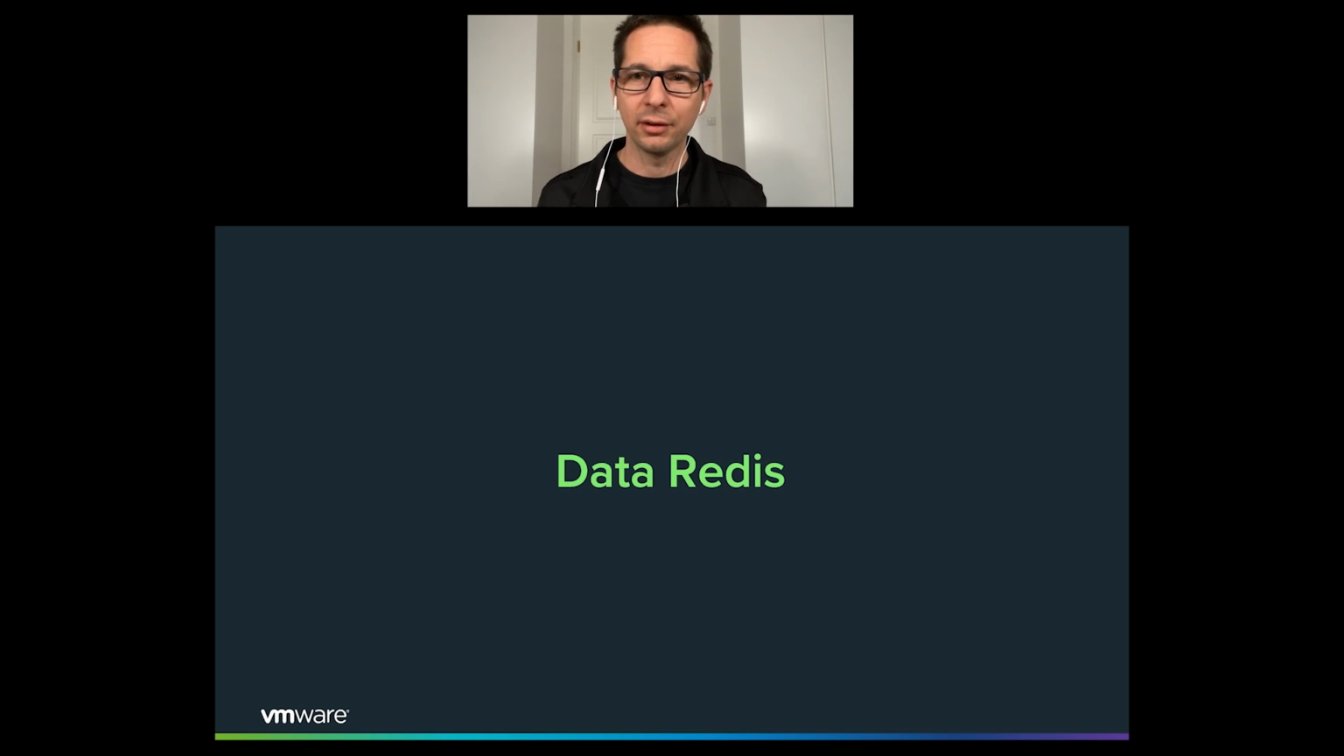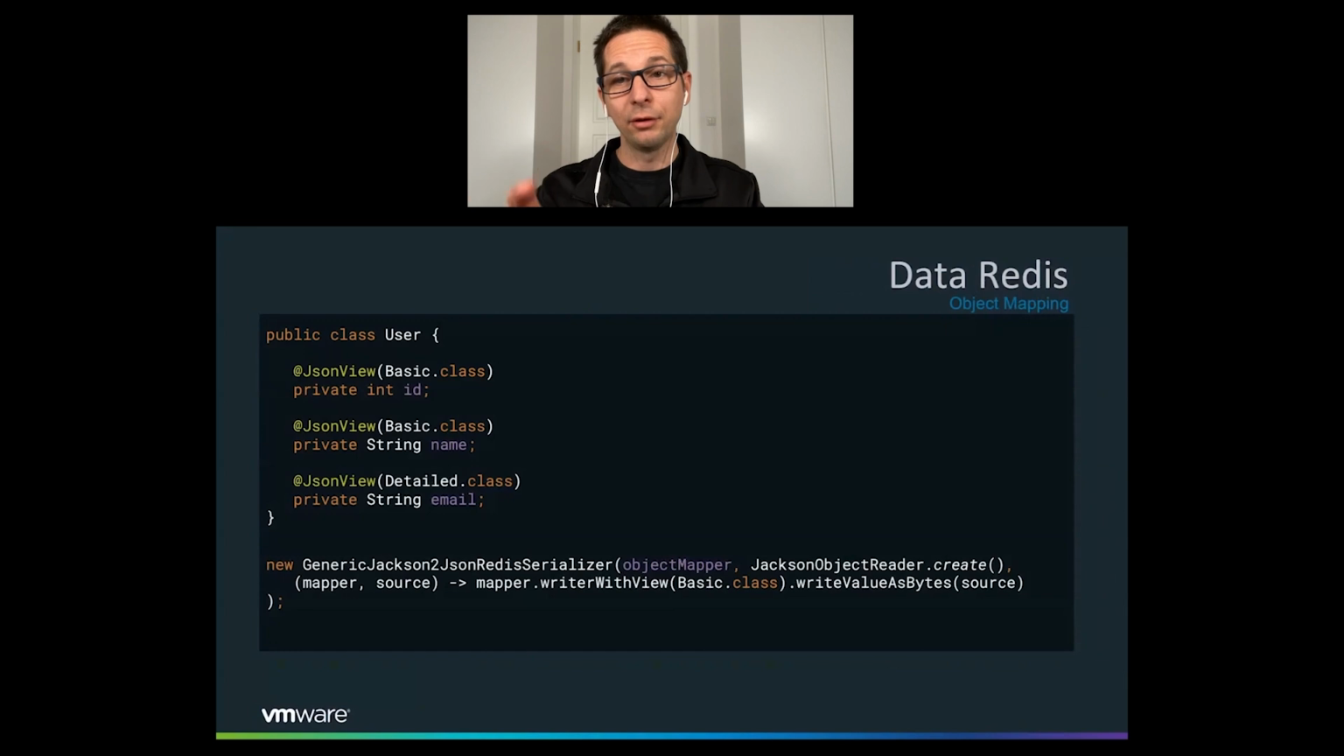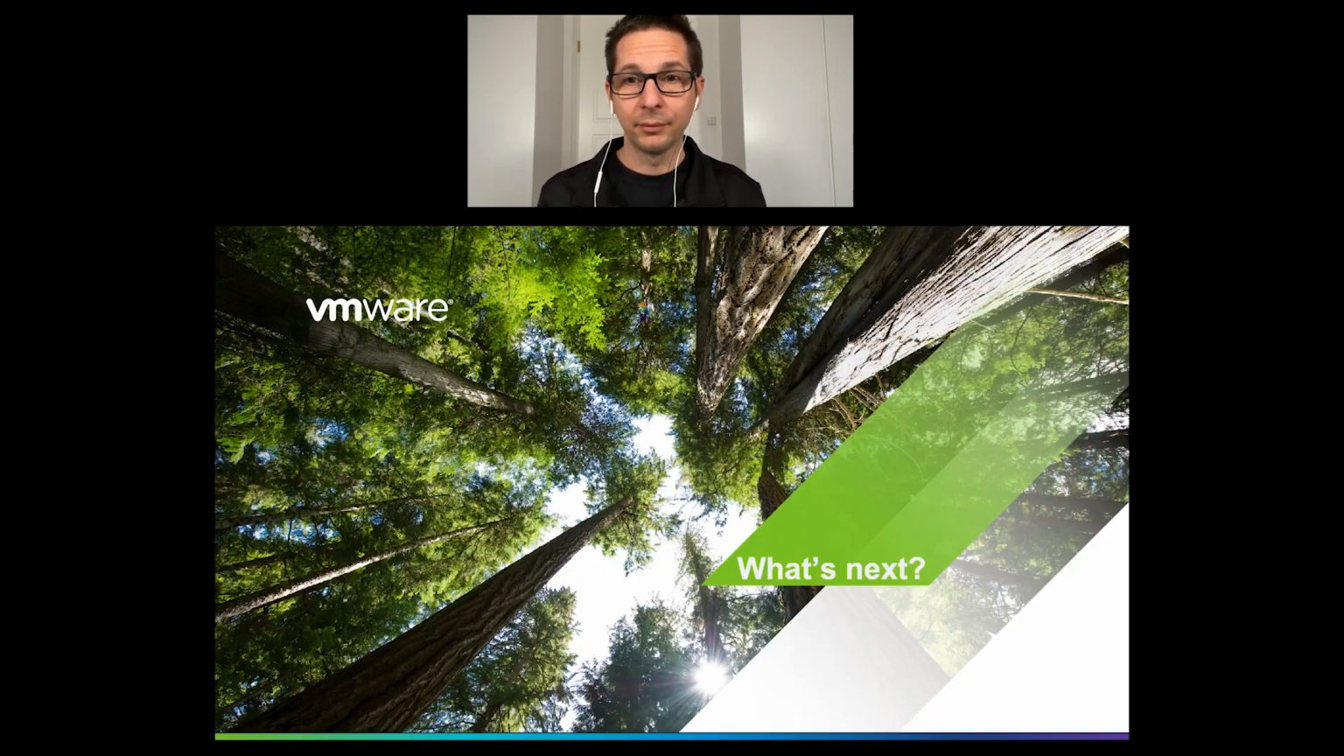For Spring Data Redis, we now support JSON views, which give you more control about what is actually persisted when you store a domain type. So you can define a view and only a subset of all the information will be persisted within Redis. And that's been it for the 3.0 release. But we won't stop here.